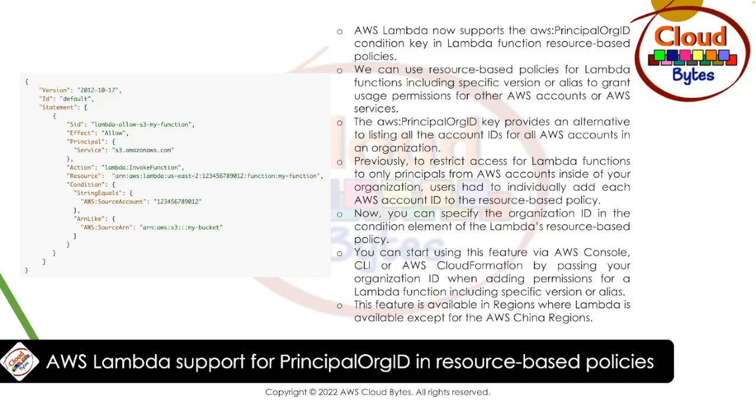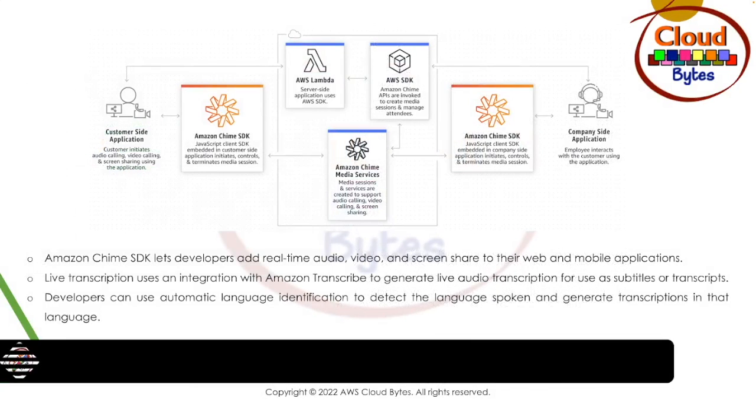You can start using this feature via AWS Console, CLI, or CloudFormation template by passing your org ID when adding permissions for a Lambda function, specific versions, or aliases. This feature is available in regions where Lambda is available except for the AWS China region. Now, the AWS PrincipalOrgID key is designed to control access to AWS resources by using the AWS organization of IAM principals.